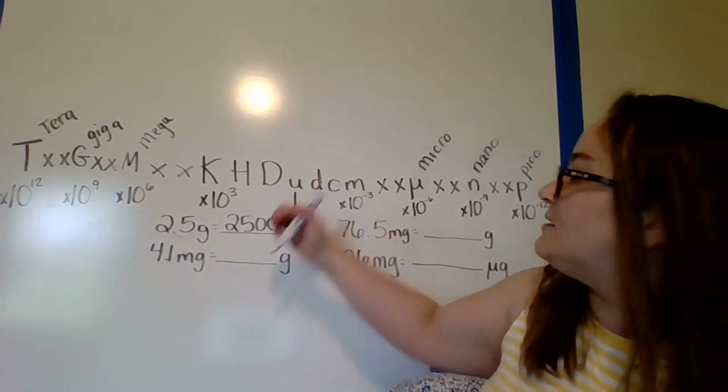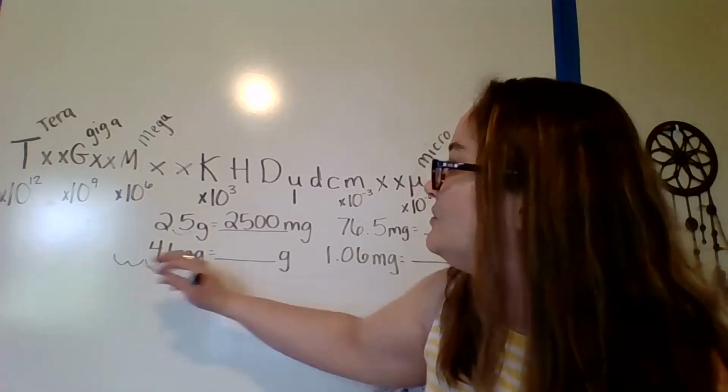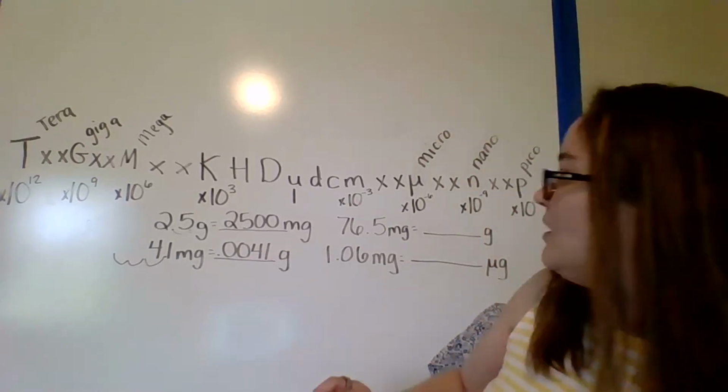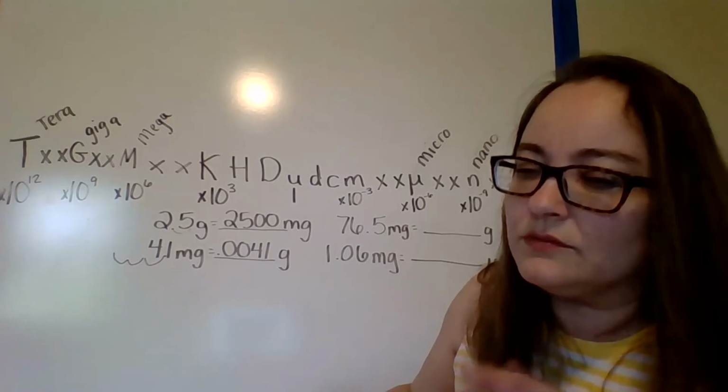Going from milli to gram, so from milli to unit. 1, 2, 3 to the left. 1 to the left gets us to 41. So the next 2 need to be zeros. 0.0041.